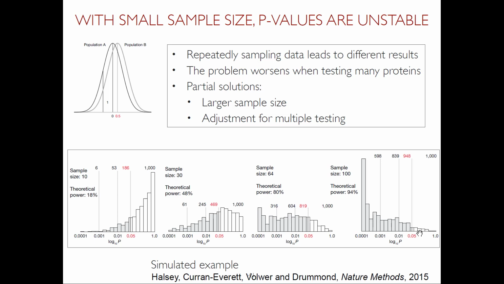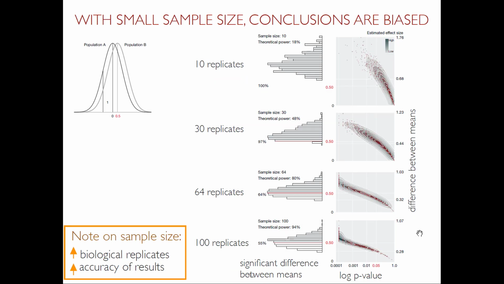So if we have a small sample size, a small p-value really doesn't mean much. It can really go in both directions, and oftentimes we don't have enough power, and sometimes it can be just an artifact. This is to illustrate that. This is again the same thing, 10, 30, 64, and 100 replicates. The x-axis is the same as before with the log of the p-values. The y-axis is the reported difference between the groups.